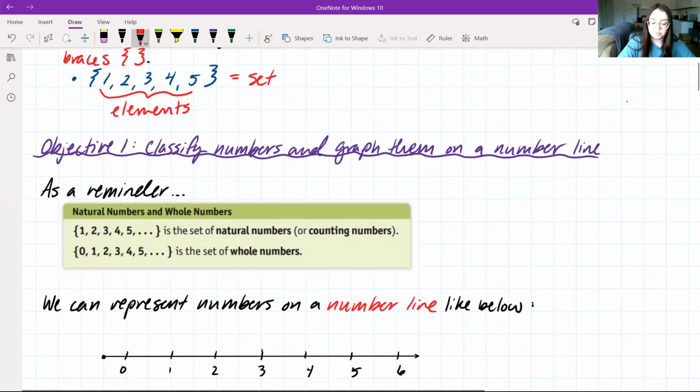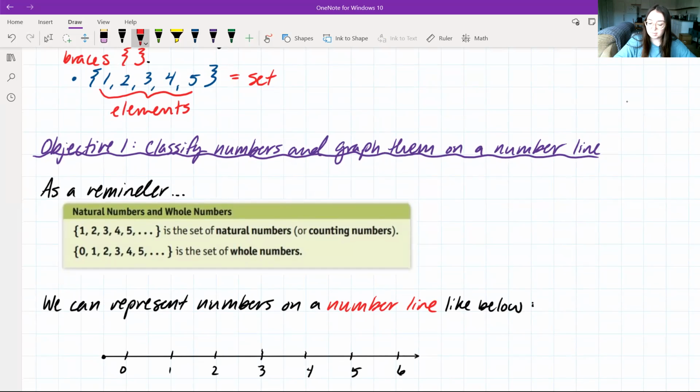So our objective 1 here, we want to classify numbers and graph them on a number line. Just as a reminder of the difference between our natural numbers and our whole numbers: our natural numbers are the set of 1, 2, 3, 4, 5, and so on through infinity. These are also referred to as counting numbers. Then our whole numbers are just the natural numbers in addition to the number 0.